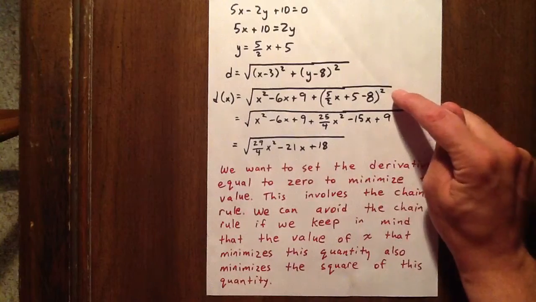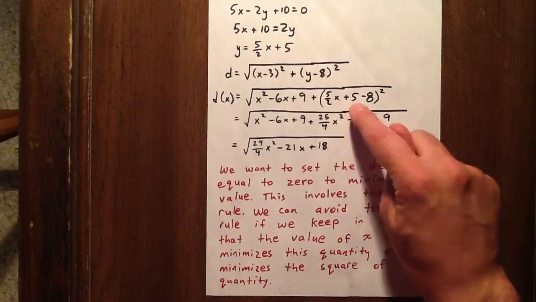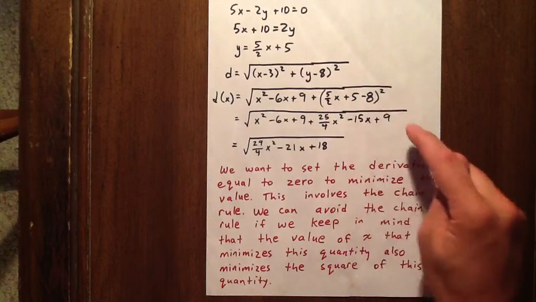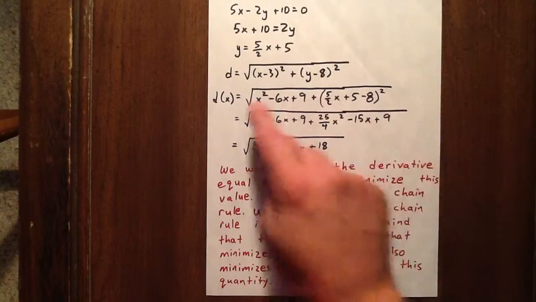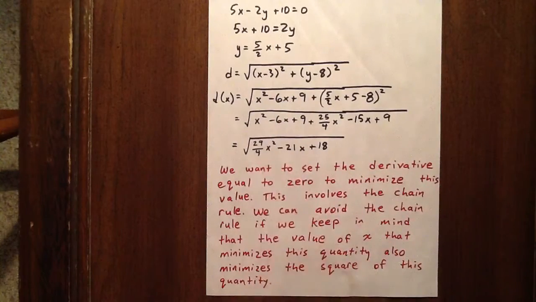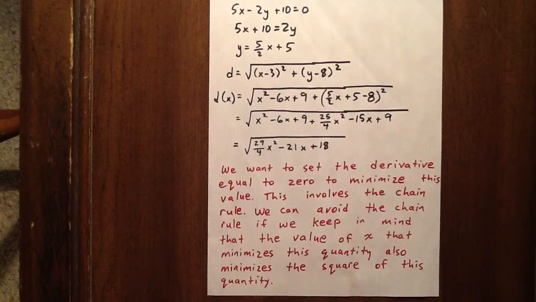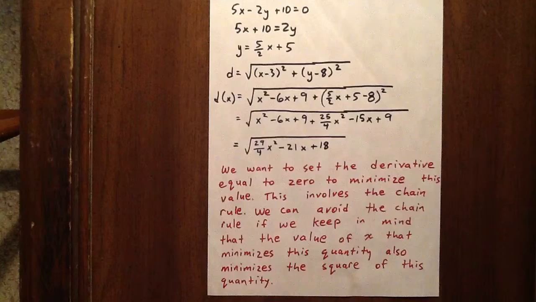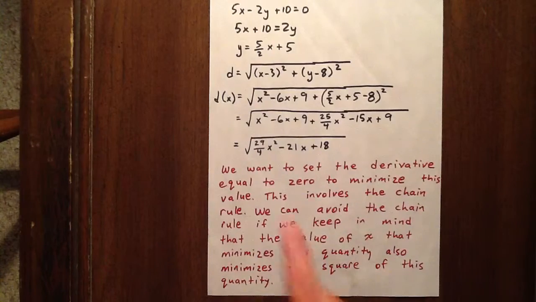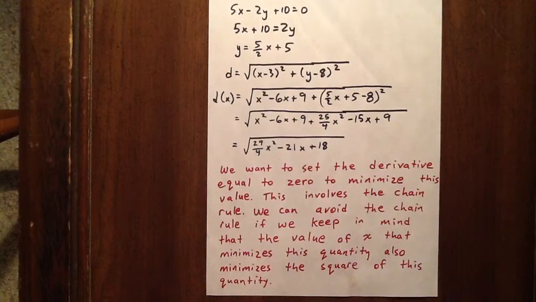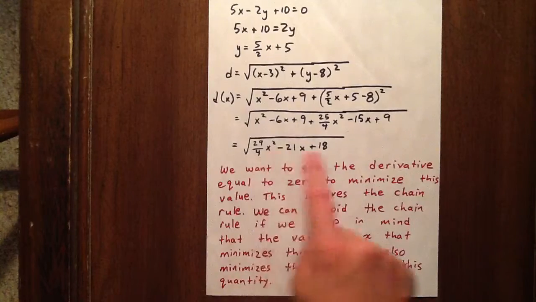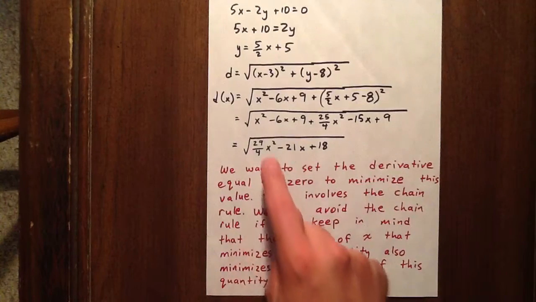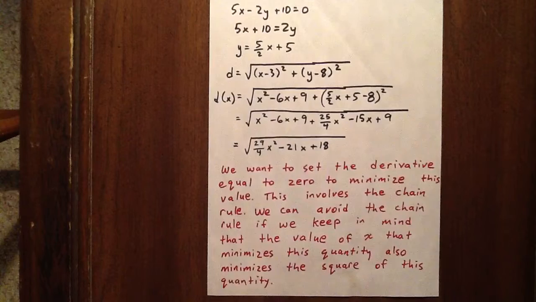So expanding this out and letting y equal 5/2 x plus 5, simplifying this bracket and squaring that, collecting like terms, we get that the distance between the points is the square root of this quadratic expression. Now, we want to set the derivative equal to 0. In order to minimize our work and avoid the chain rule, we're going to realize that the value of x that minimizes this quantity is also the value of x that minimizes the interior of the square root.